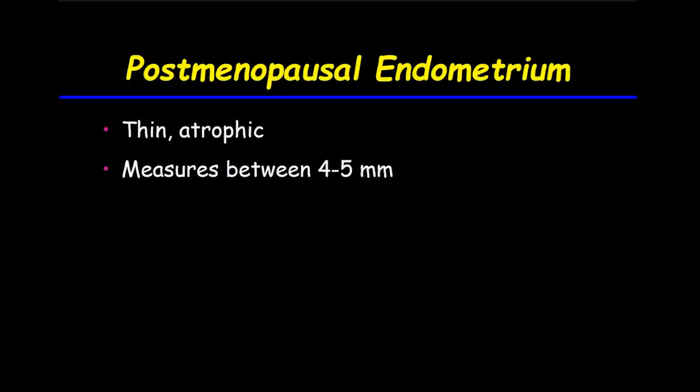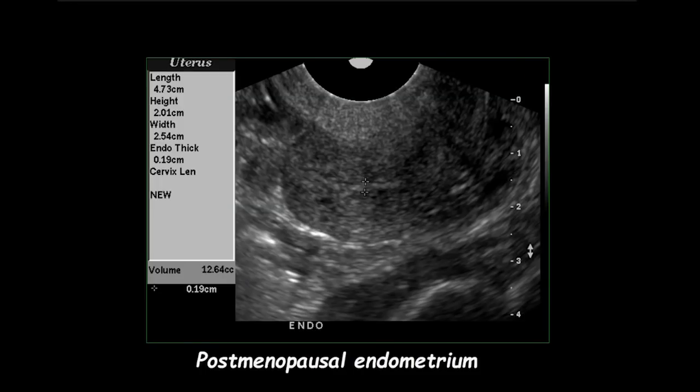proliferative phase. The postmenopausal endometrium is thin and atrophic, measuring between 4 and 5 millimeters. This is a transvaginal image from a postmenopausal patient. The endometrium is thin and echogenic, measuring 2 millimeters.